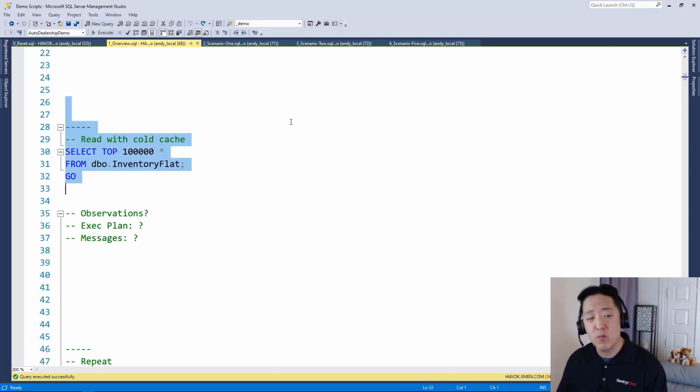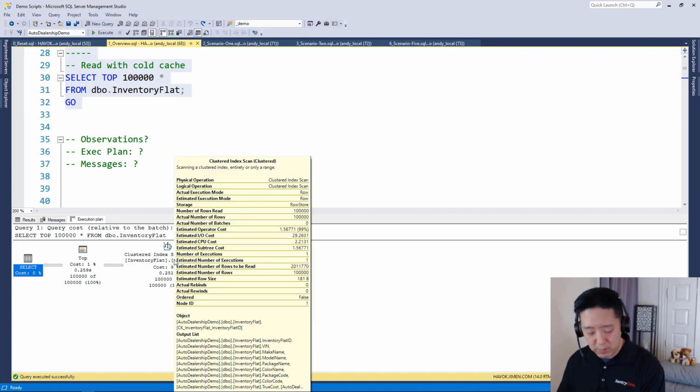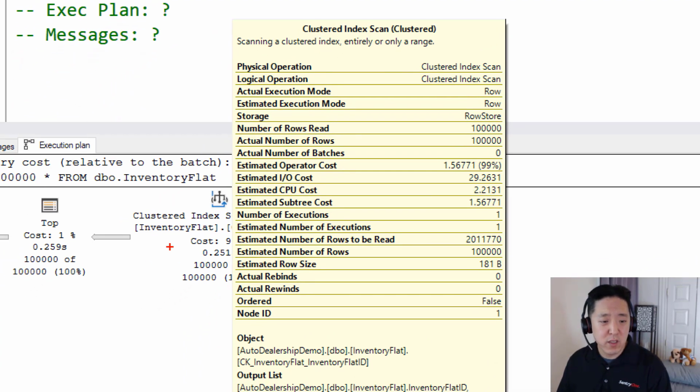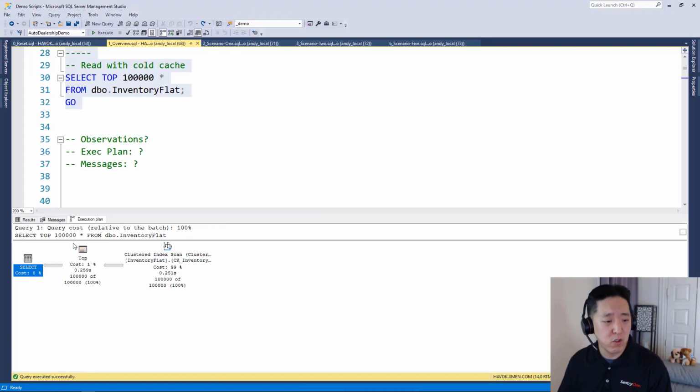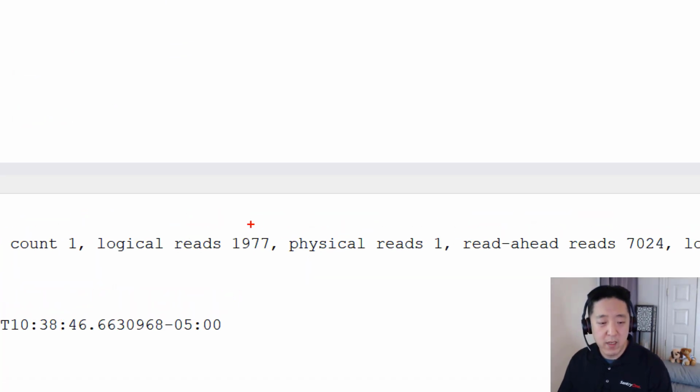So first of all, let's start off with a simple example of reading from a cold cache. I'm going to select top 100,000 from inventory flat. And then if we first look at the execution plan, we see that this did a clustered index scan. So it's just a full scan of this particular table, the inventory flat. In this case, we read back 100,000 records. Nothing too special about that. As far as IO is concerned, we had 1977 logical reads.